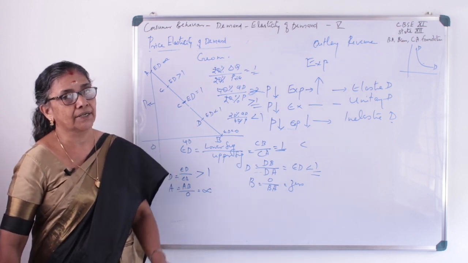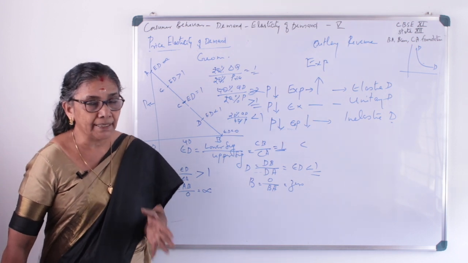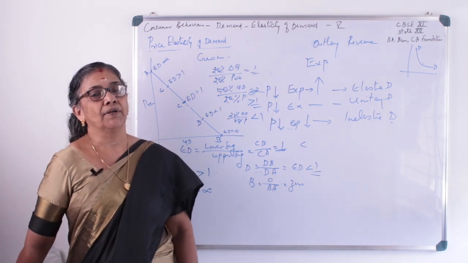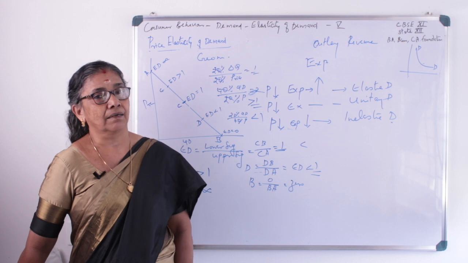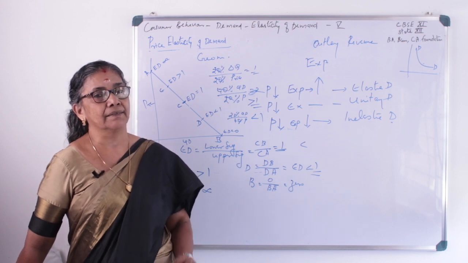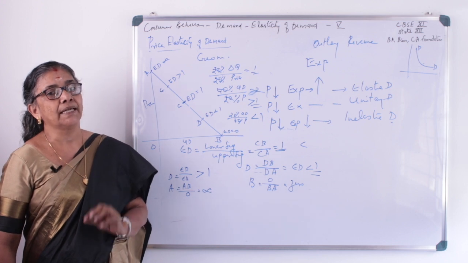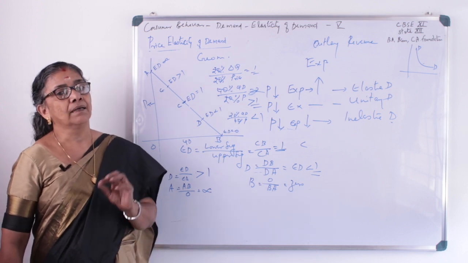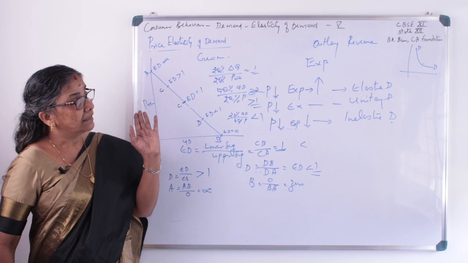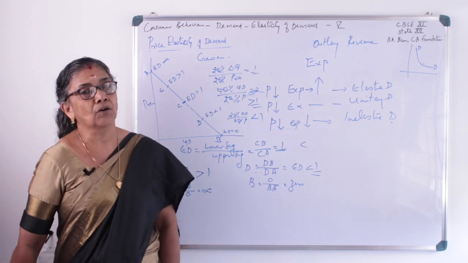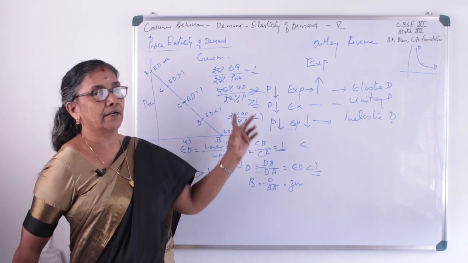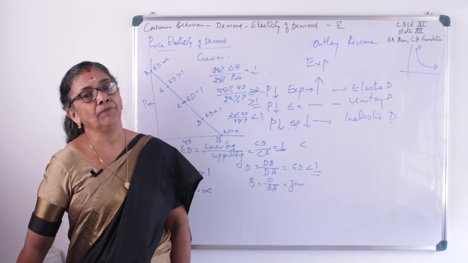What is cross elasticity of demand? When quantity demanded changes as a result of change in the price of another commodity. It is about substitute goods and complementary goods. We already took what are substitute goods and complementary goods. I hope you understood what is meant by elasticity of demand.